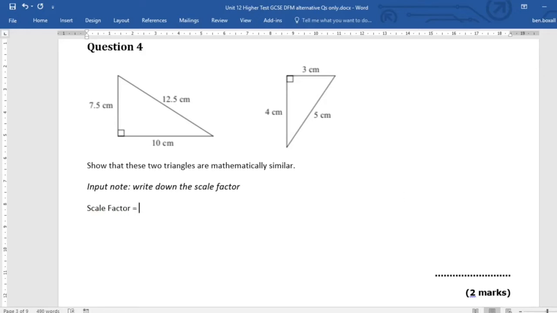I'm going to work out the scale factor using my normal method of dividing a bigger length by the corresponding smaller length. And I'm going to start with the hypotenuse, which is this one, 12.5, and this one, 5. Two hypotenuses. So 12.5 divided by 5. Okay, that's one way of getting the scale factor. What is 12.5 divided by 5? It's 2.5. So that's from the hypotenuses.